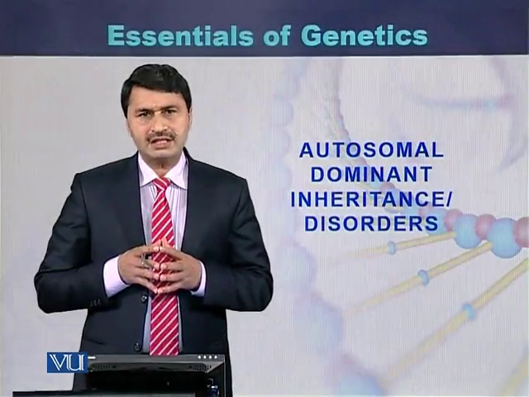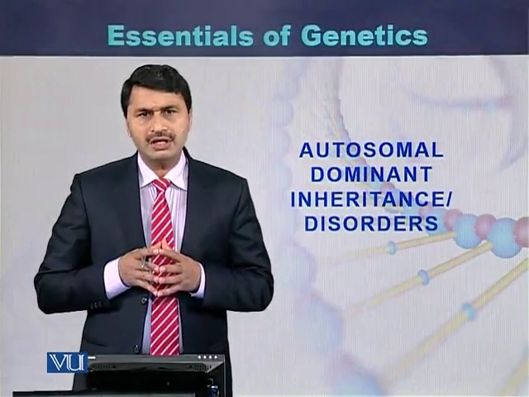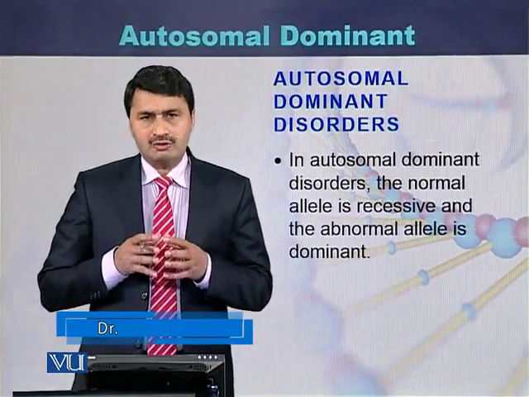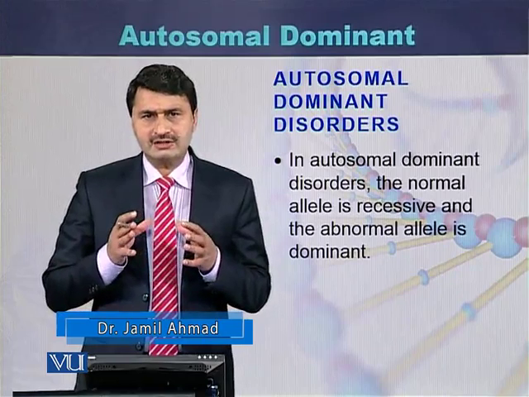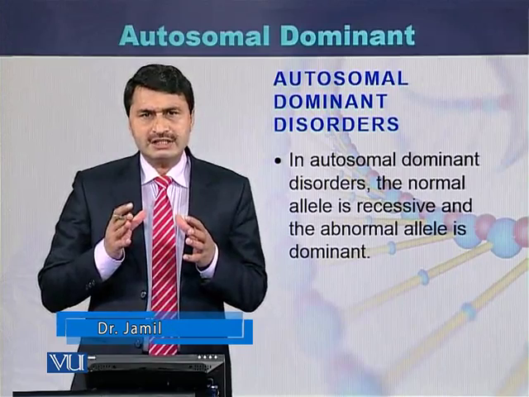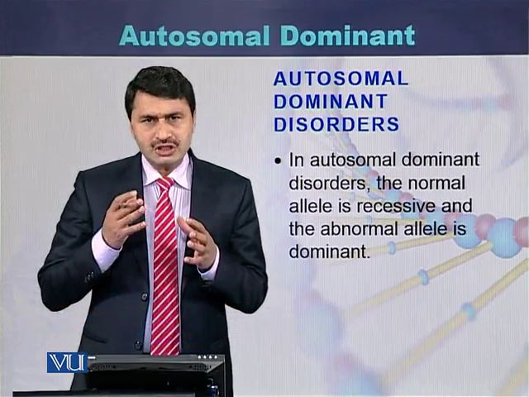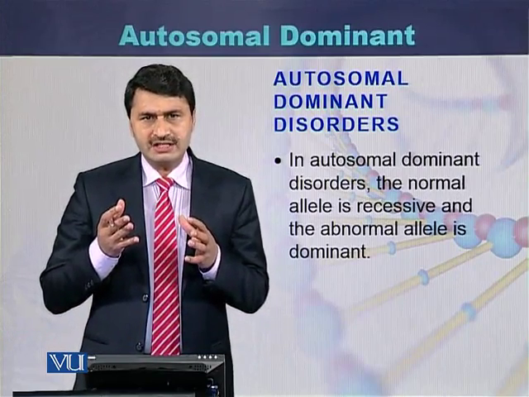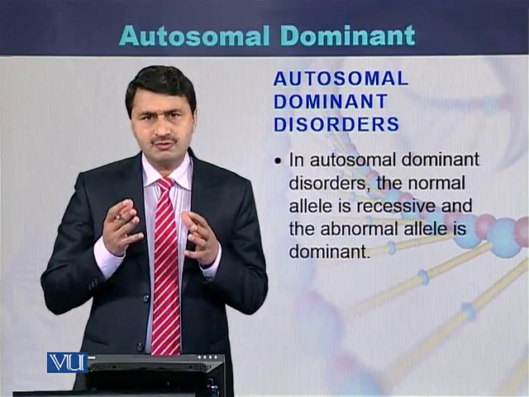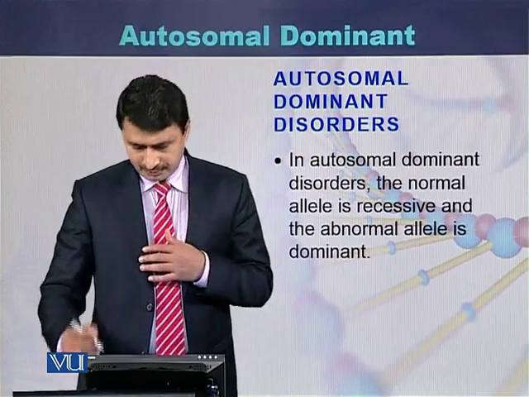Autosomal dominant inheritance, or autosomal dominant diseases. Autosomal dominant inheritance occurs where there are two alleles, where the normal allele is recessive while the mutated allele is dominant. If there is such a pattern, the pattern of inheritance of the disease would be autosomal dominant.